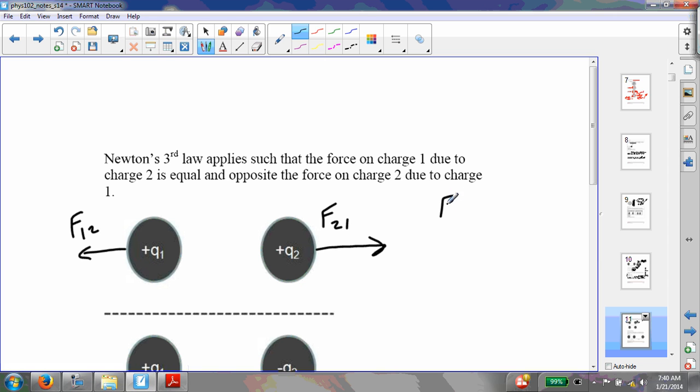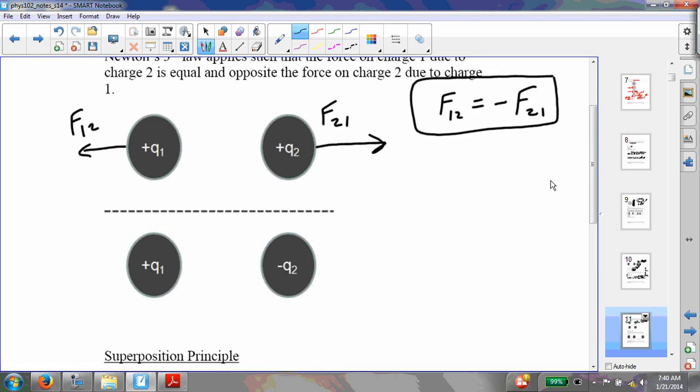The magnitudes of these two forces are going to be equal. And in fact, they're going to be equal to the negative of the other because they're in opposite directions. So this is Newton's third law. For every force, F12 for example, there's another force that's equal but opposite to that force. And so we see that exhibited very clearly here in Newton's third law for electric forces. The same can be true here for opposite charges.